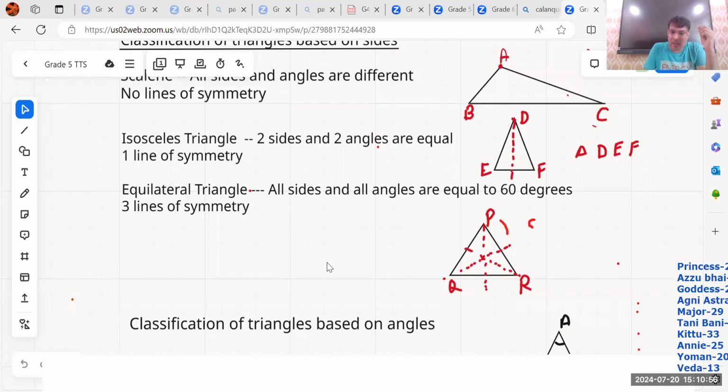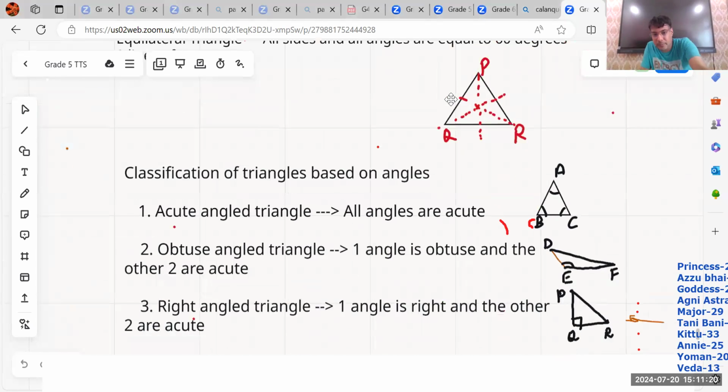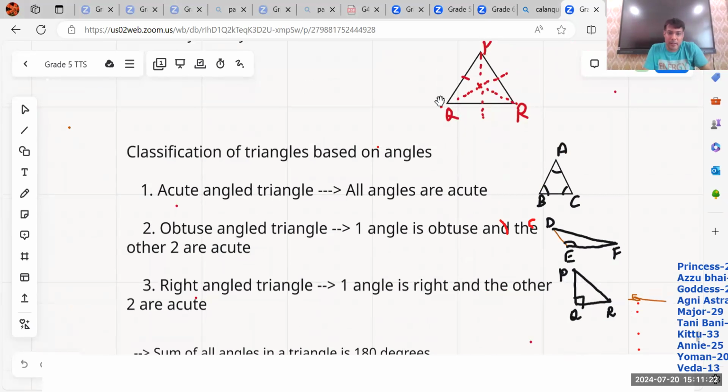Yes, anyone want to say something? No, sir. And then Miss Tani Bani. Sir, they are right triangles, obtuse triangles, acute triangles. So we have acute angle triangle, right angle triangle, and obtuse angle triangle. You missed obtuse, I think.